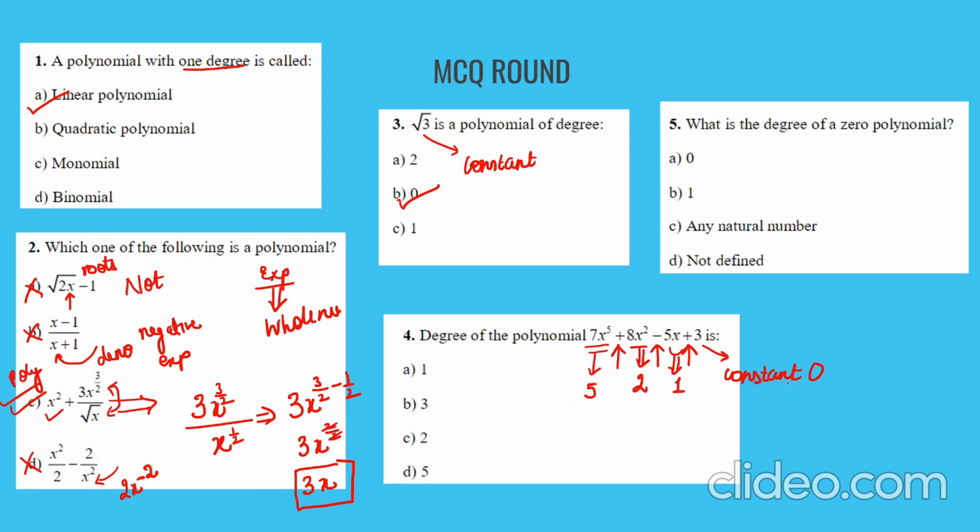So in total, which is the highest degree? Highest is 5, hence 5 is our answer. Last question, what is the degree of zero polynomial? We cannot define the degree of zero polynomial, hence not defined.